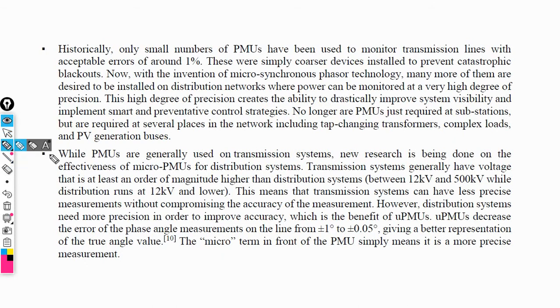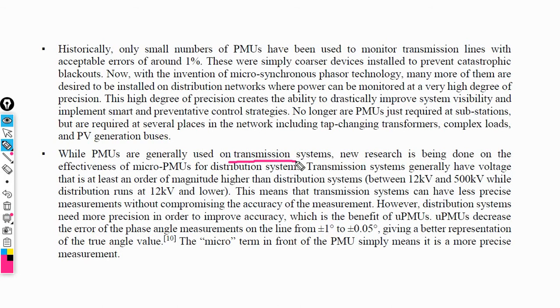The phase measurement unit concept is mostly used in transmission line systems. Also, in transmission lines it requires voltage and current, but at that instant the magnitude of the voltage is higher in transmission lines as compared to the distribution system. For example, 12 kV and 500 kV, this is the magnitude of the higher voltage.